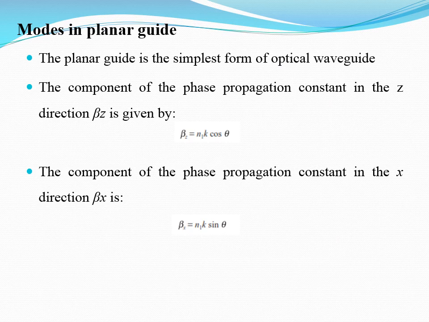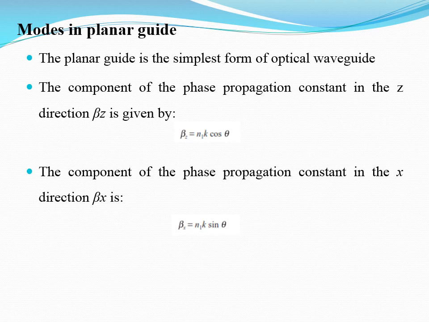Then we have modes in a planar waveguide. Modes are nothing but the number of waves which are guided into the medium. The planar guide is the simplest form of optical waveguide. If I consider the modes in a planar waveguide, there exist two components: an x component towards the x direction and a z component towards the z direction, which we denote as beta z, the phase propagation constant in the z direction.